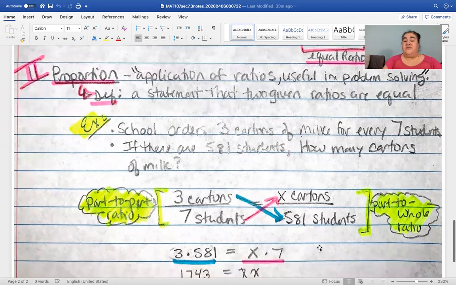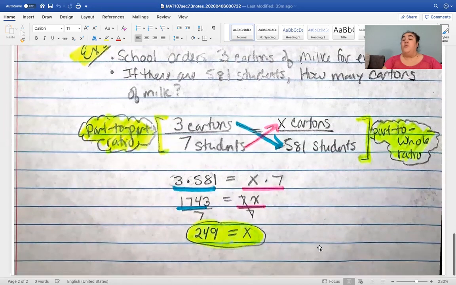Then we use the fact that since we're saying they're equal, we can check that equality by using the cross product. So we can go and take the product of our extremes, 3 cartons times 581 students on one side, and our means, 7 students times X number of cartons. And now we've set up a nice little equation. 3 times 581 is 1743. And obviously X times 7 is 7X.